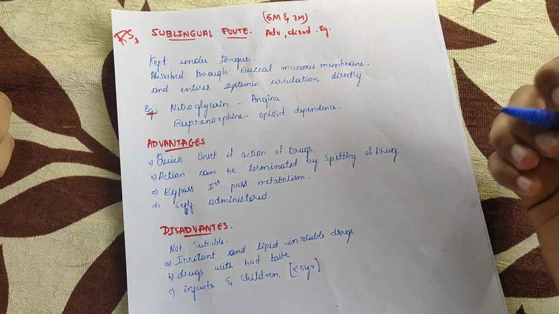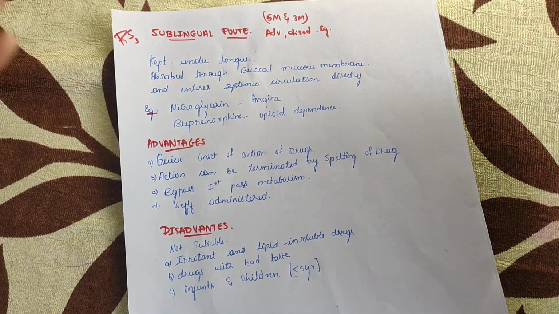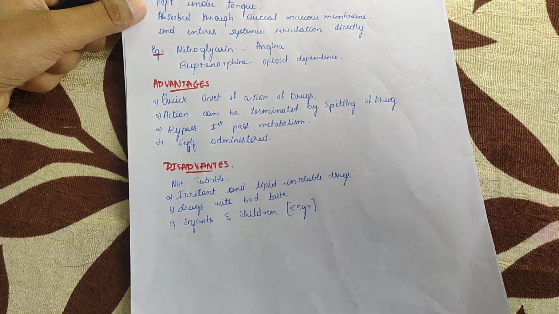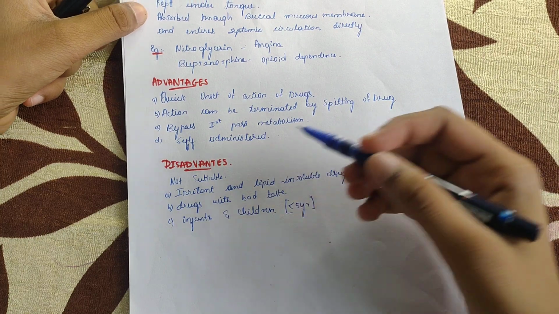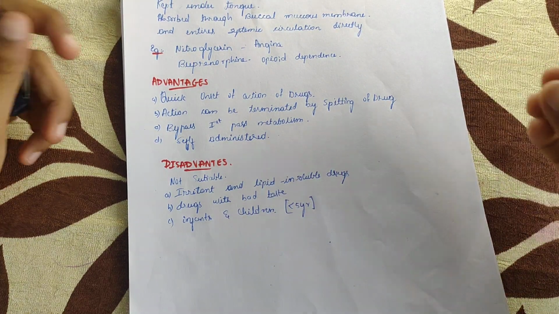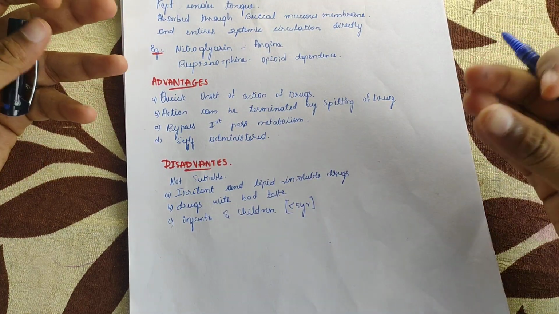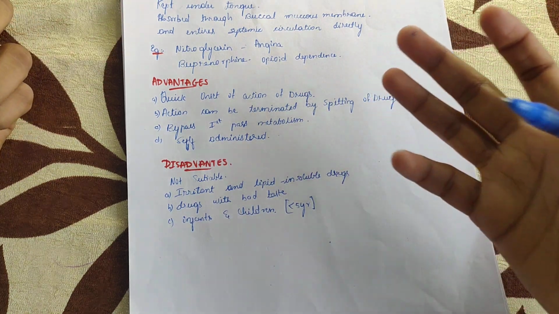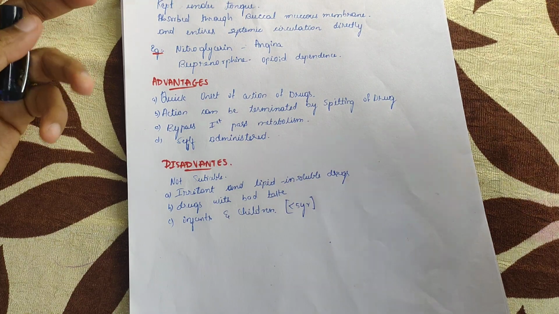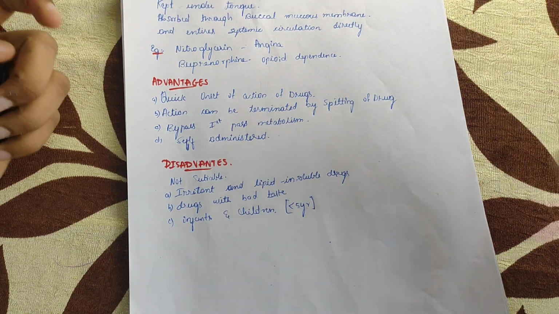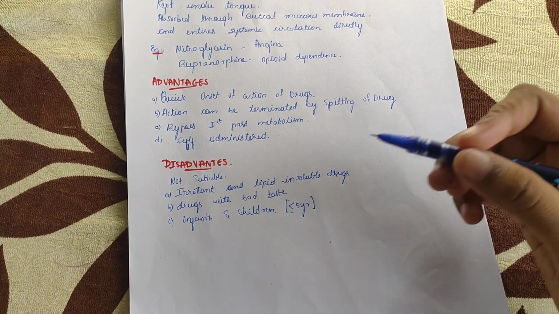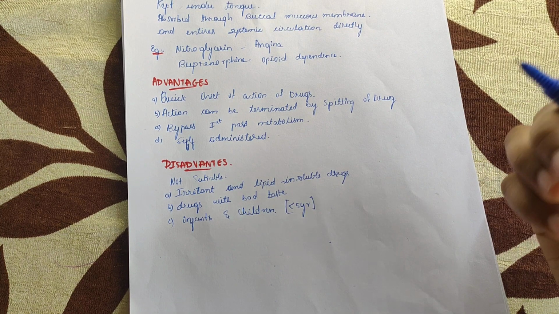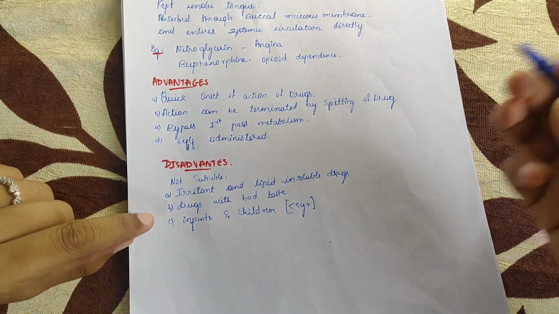Advantages of sublingual drugs: they have a quick onset of action as they enter directly into the bloodstream, so they need not go through the GIT and then get absorbed. This action can be terminated by spitting out the tablet from the mouth. It bypasses first pass metabolism, as no metabolism in the liver or any other places takes place, so it directly enters the bloodstream. It is also self-administered. We can easily keep it and need not require anyone else's help.